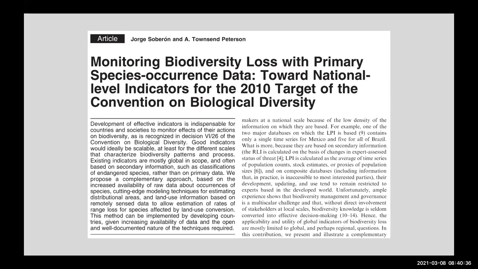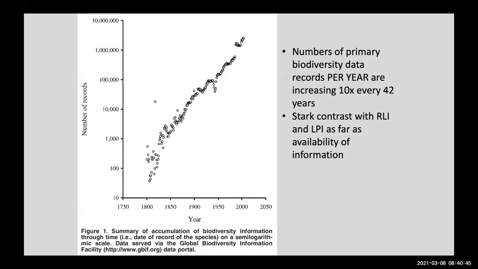And so we developed this. I can make a copy of this available. In fact, any of the papers that I've mentioned, I can get for you all. And essentially what we showed was that primary biodiversity data, remember, those are data records that place a particular species at a particular location in geography at a particular point in time. And what we want you to see is that on this semi-log plot, the number of biodiversity records produced per year has increased by an order of magnitude every 42 years.